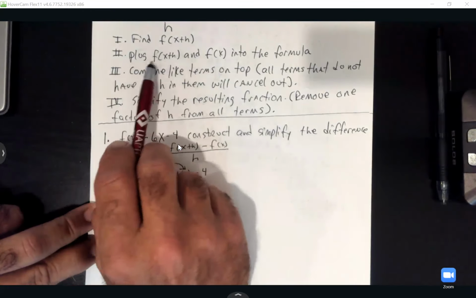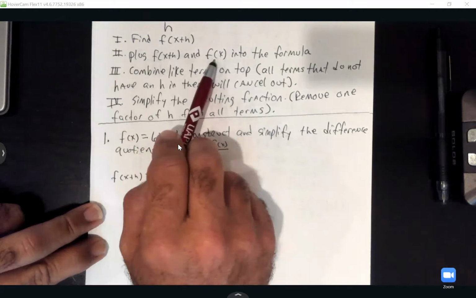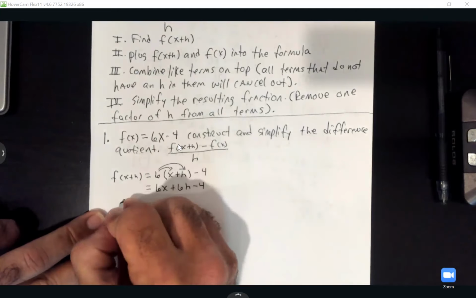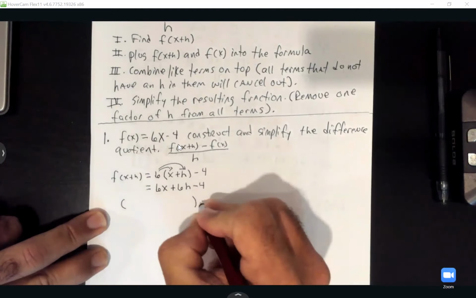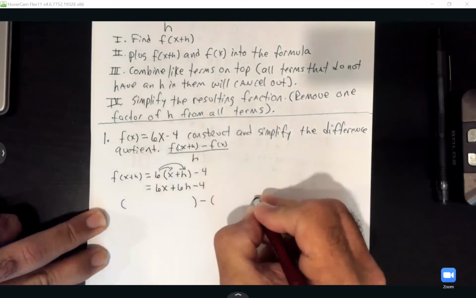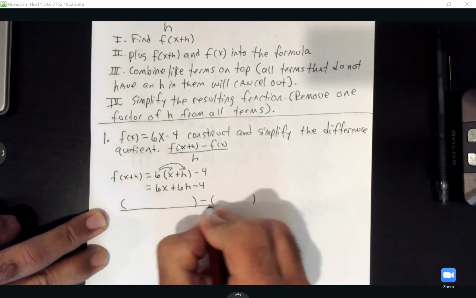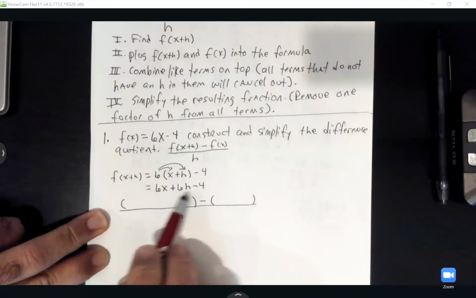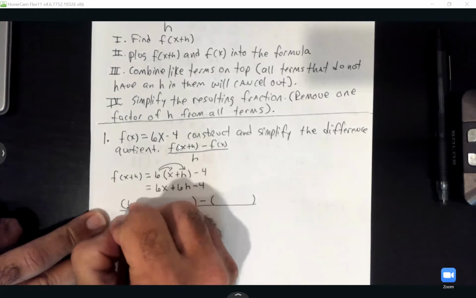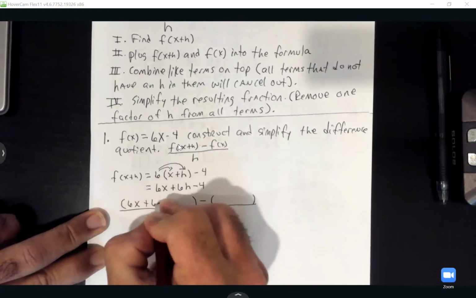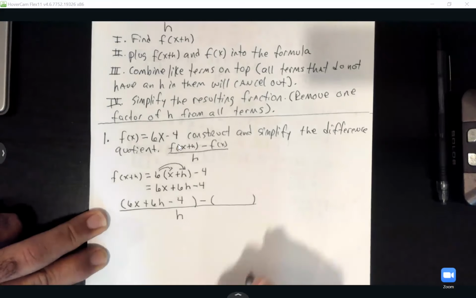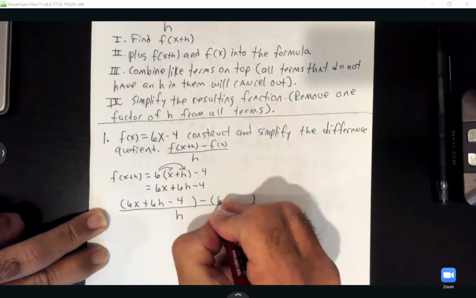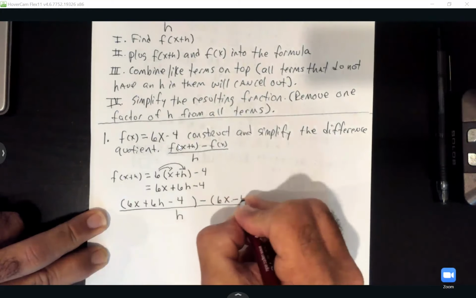So then after I found that, I said, plug the f of x plus h and the f of x into this formula. So I'm going to plug it into the formula. Here's my f of x plus h minus my f of x. All of that will be over the h. All right, here's from f of x plus h, we got 6x plus 6h minus 4. F of x they gave us, that would be 6x minus 4.